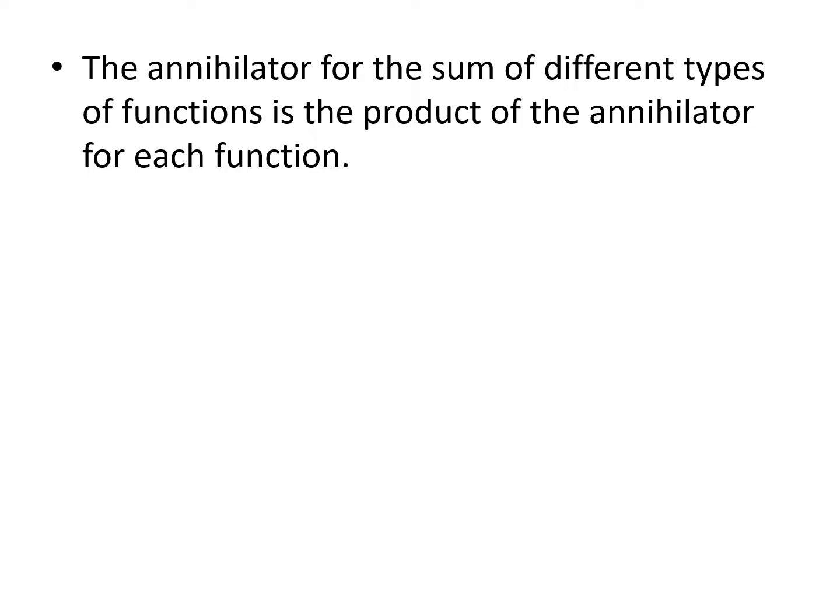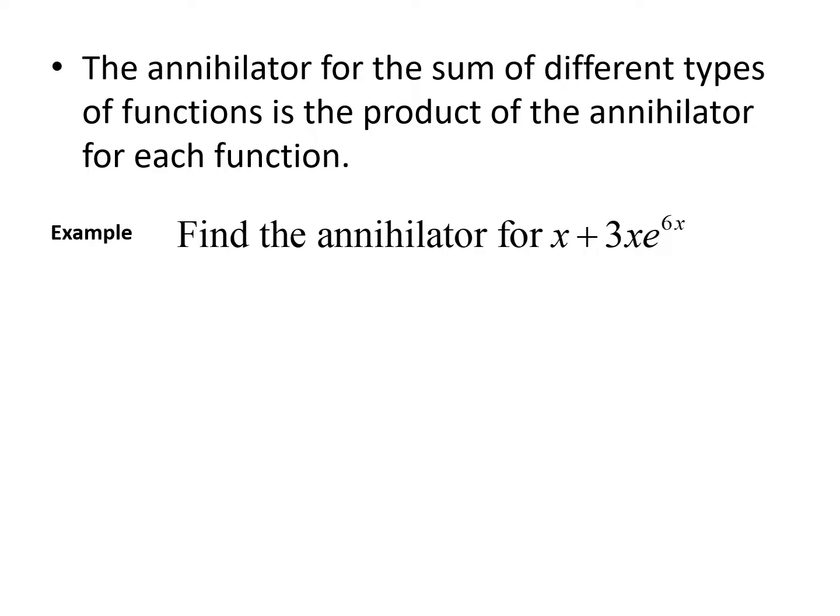Let's find some annihilators. So for our first example, we want to find the annihilator for x plus 3x e to the 6x. So this is the sum of a polynomial and a polynomial times an exponential. So using what we had in the bullet point at the top here, the annihilator for this function is going to be the product of the individual annihilators. So if we can find the annihilator for x, well, x is a polynomial where n is equal to 1, so the degree is equal to 1. That means that our annihilator will be D squared.